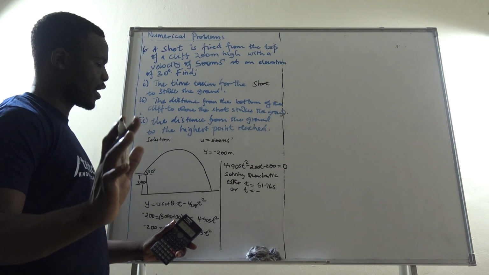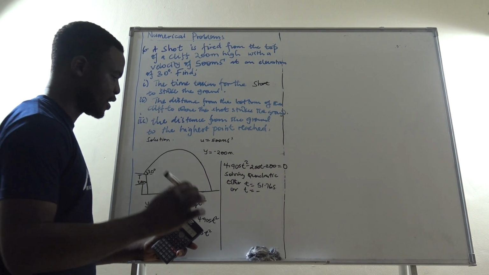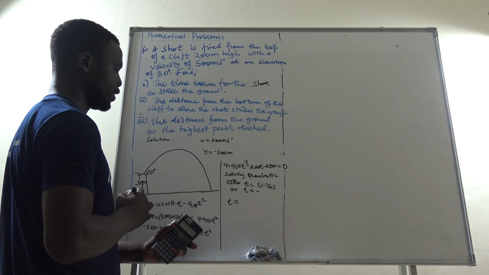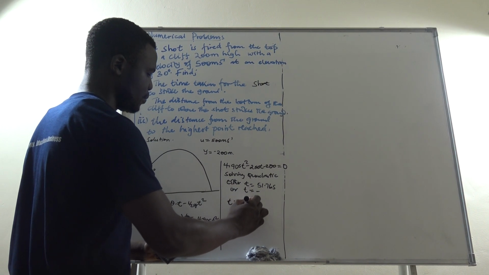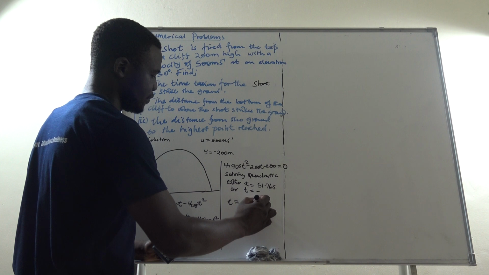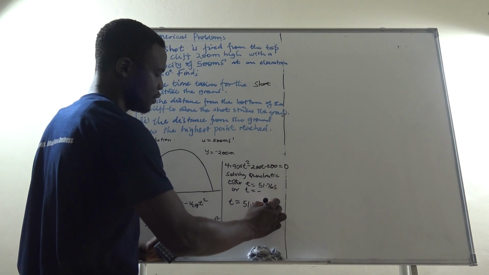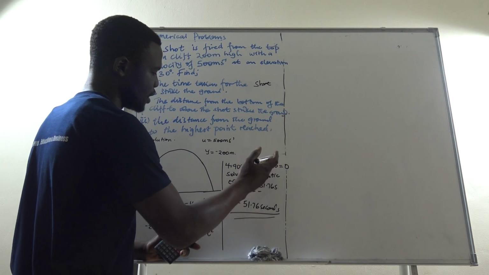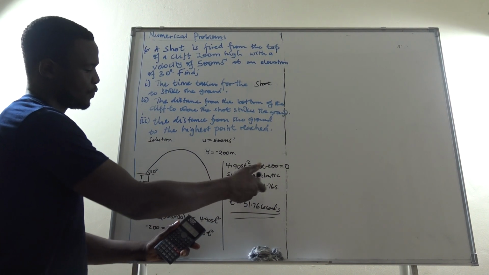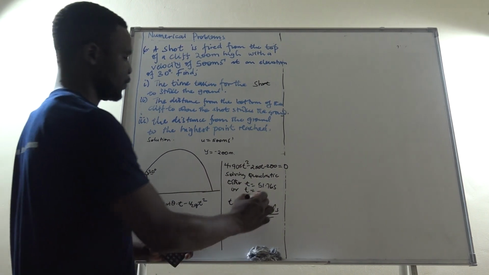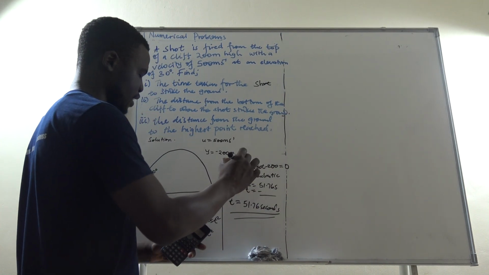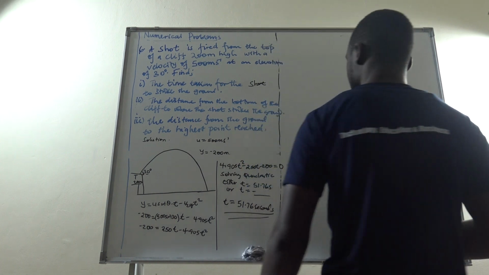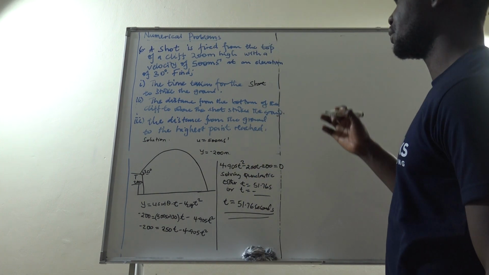Now, the negative value we cannot use. Therefore, the time taken for this bullet to land on the ground will be 51.76 seconds. So please compute and you get those corresponding values. But here for time, we cannot choose a negative time, okay? So we have to use the positive value of t.